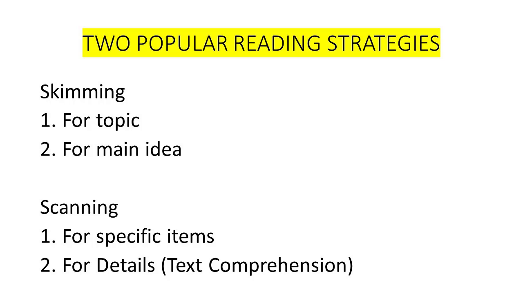The next one is scanning. This is also a kind of speed reading, but the difference from skimming is related to the purpose. If skimming, the purpose is to look for topic and main idea. Scanning is to look for specific items in the text, or the details, or any part of the text that will support your comprehension about the text. So everybody, I will explain more about scanning. I will focus more on scanning in this session. Let's see the next slide.